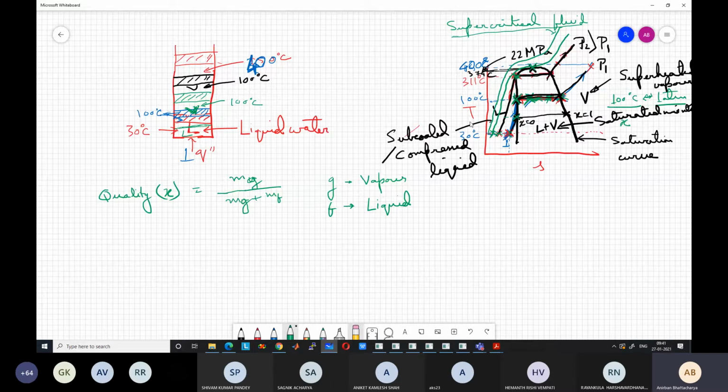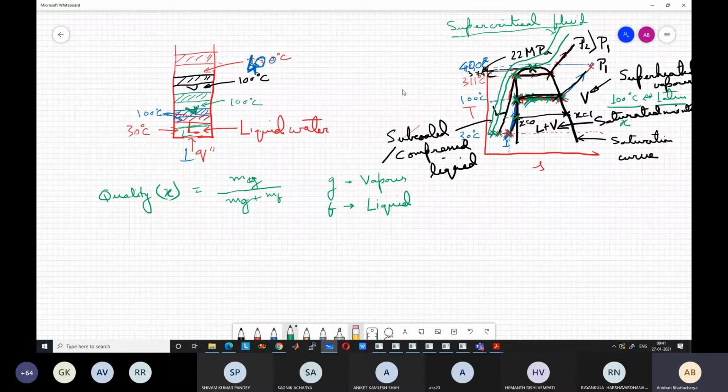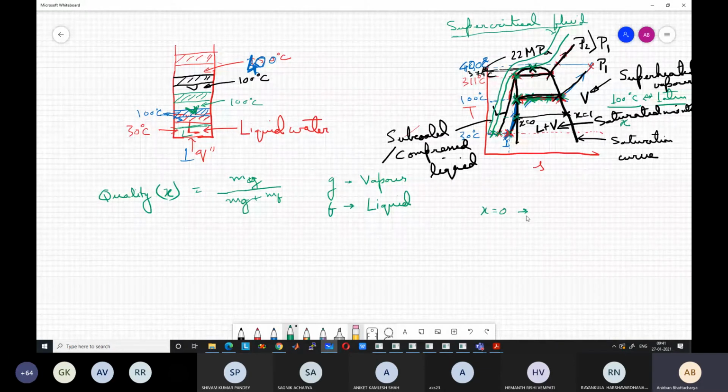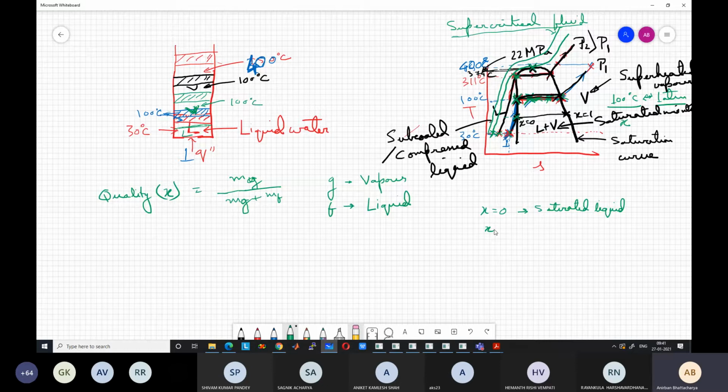I forgot something. The points on this curve on the left hand side, when the quality is zero, are known as saturated liquid. I will come back to your question. And when the quality is 1, on the right hand side of the curve, the condition is known as saturated vapor. And in between, for x between 0 and 1, it is known as a two-phase mixture.